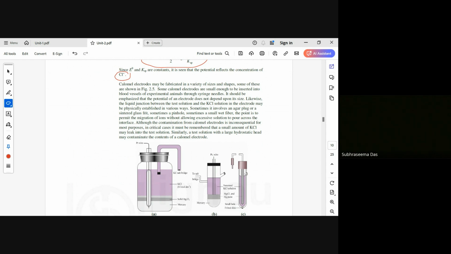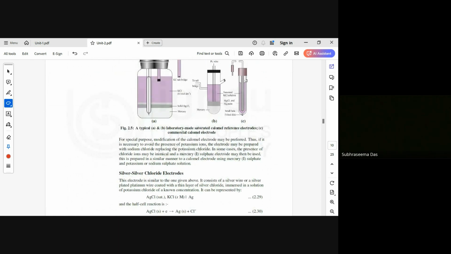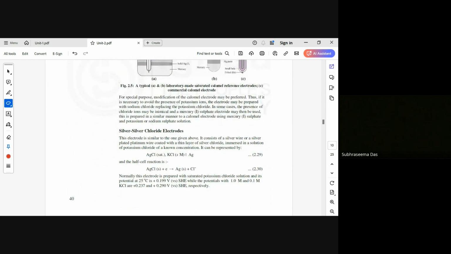However, the liquid junction potential between the solution and KCl may be established. Sometimes an agar plug is used, where the salt bridge, that is KCl, is immersed in an agar gel, and it is done in a similar way. However, the size does not affect the potential of the standard calomel electrode. Now, for various purposes, modifications of standard calomel electrodes have been made, and they have been adapted accordingly to suit the current applications.